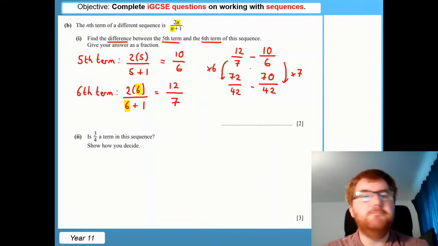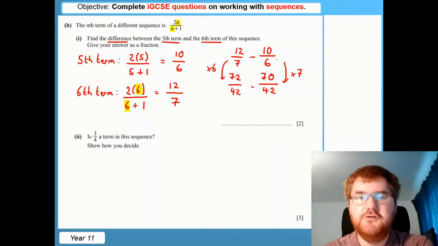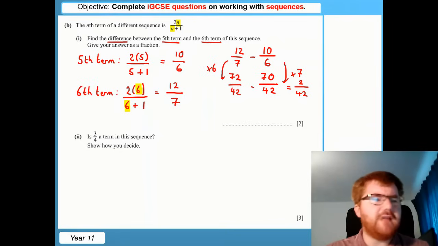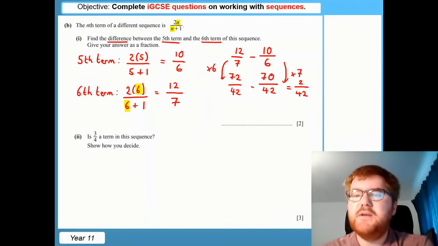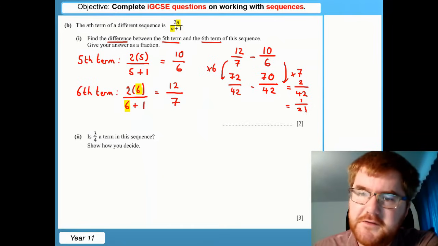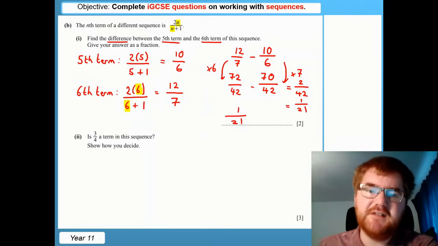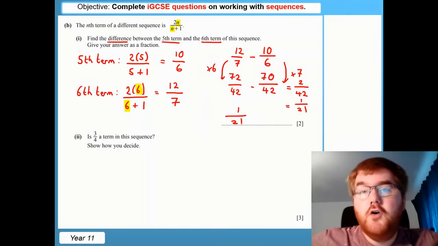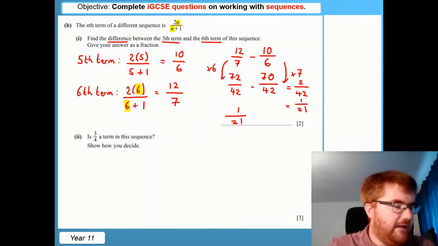And now we can just minus the fractions by minusing numerators, the top numbers. That gives us then 2 over 42. Now I'm sure that would be fine for the answer, but again we can simplify this by dividing by 2 top and bottom to get 1 over 21. So our final answer here, and we always want to simplify if we can, is equal to 1 over 21.